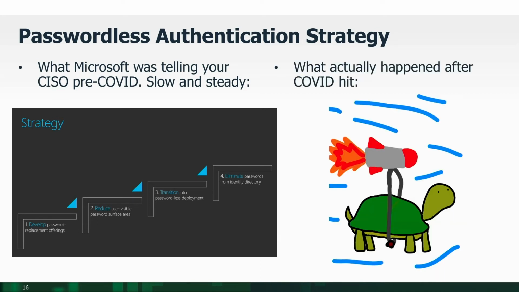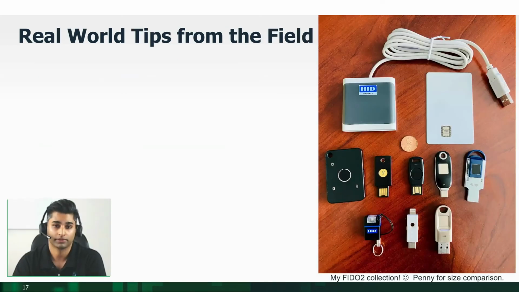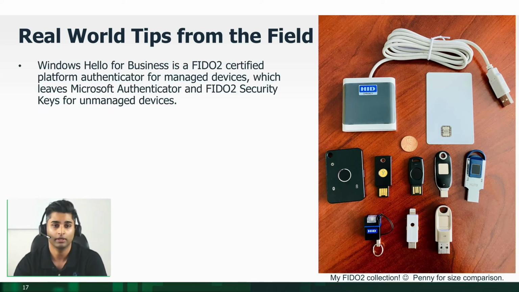Well, COVID happened and the world pretty much changed all around us, and our IT organization changed all around us. If we were trying to go that slow and steady route, we're now on a rocket going forward, and our leadership is saying, hey, do step 3 yesterday. So this has become a little bit of a problem, but it is actually quite easy to get to that level 3 very quickly. And I'm going to show you some of that today. So some real world tips from the field to help you get there. And those are actually my FIDO2 keys that I like to test with all the things that I'm showing you today.